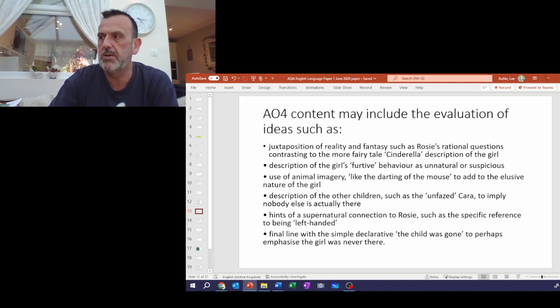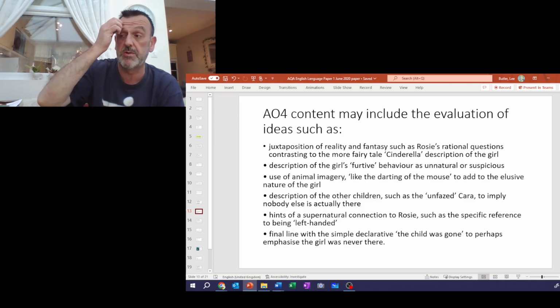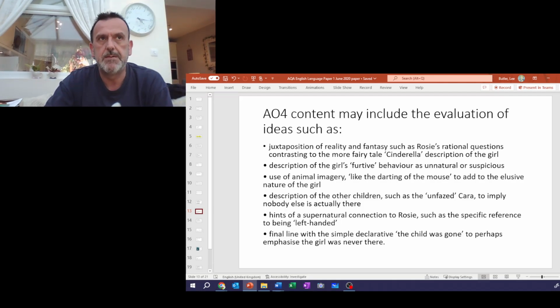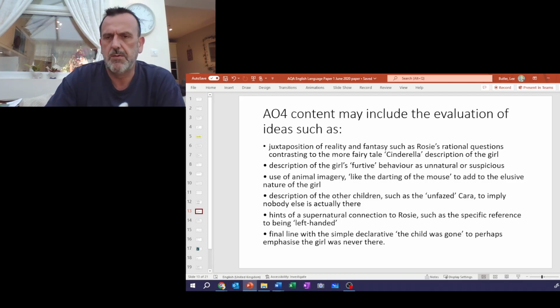The supernatural connection, and obviously left-handed, which I'm sure a lot of smart kids have already got to. The word in Latin for left hand, for left, is sinister, and it's the same root word, because they didn't trust left-handed people. It was a sign of being different and strange. And obviously the final line. The child was gone. Was it ever there?